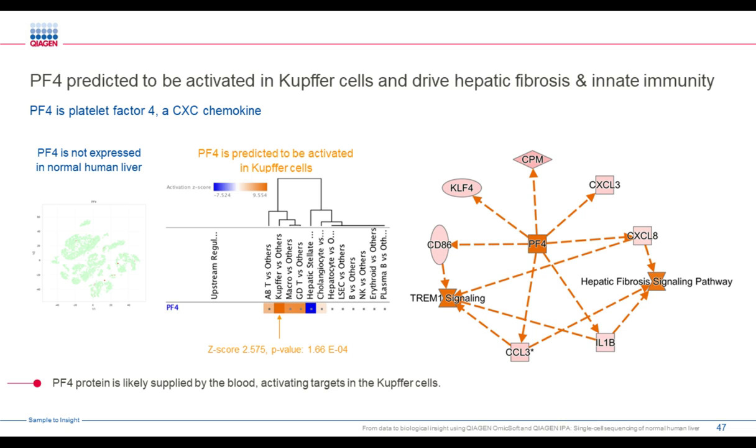But we can look also at another type of factor that was interesting to us, PF4. PF4 is a protein likely supplied by the blood that activates targets in the Kupffer cells. PF4 has the highest prediction of activation in the Kupffer cells, much lower in the other group, inhibited in the hepatic cells, and non-existent in the other set of clusters that we see here. PF4 is not expressed in the normal human liver. You can see that by the absence of a dot in any of the cluster types. Yet, PF4 is predicted to be active in the Kupffer cells.